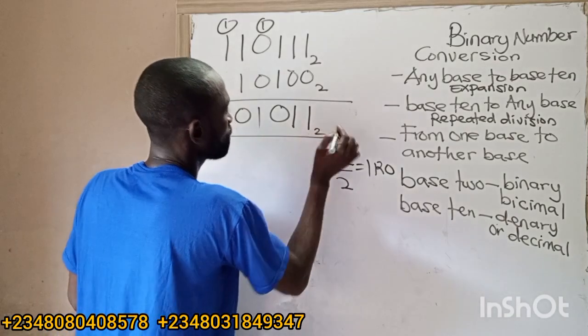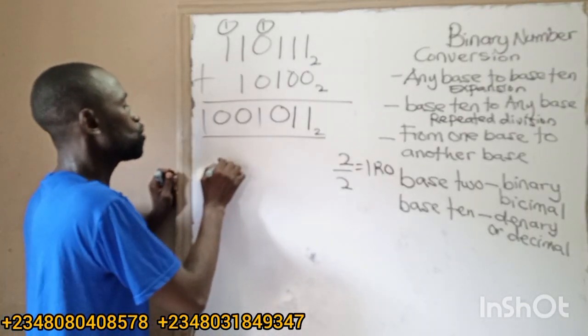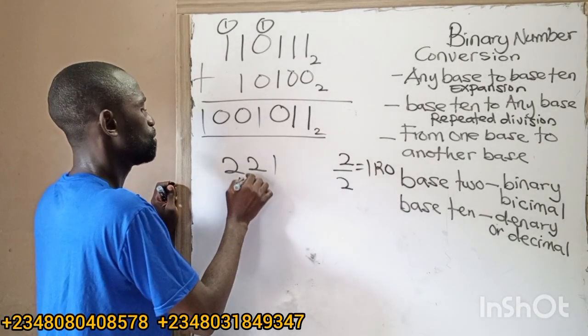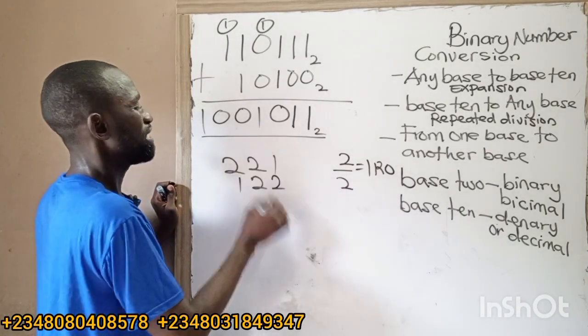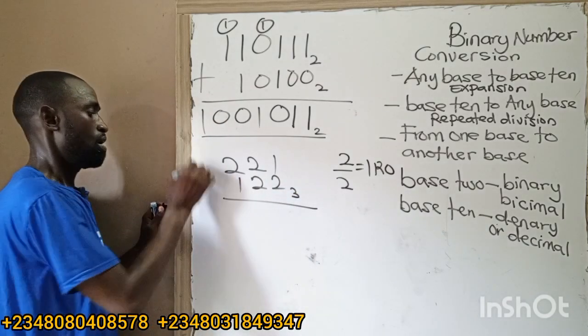And 1. So this is what? So let me take another example. You're supposed to have 2, 2, 1, and I have 1, 2, 2 in base 3. So I'm supposed to add this in base 3. Are you with me, class?